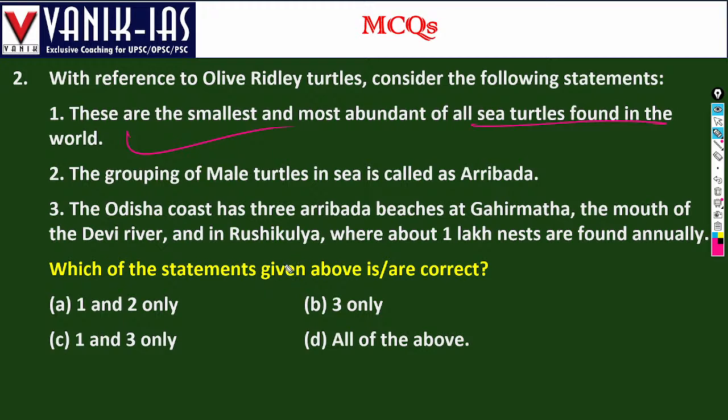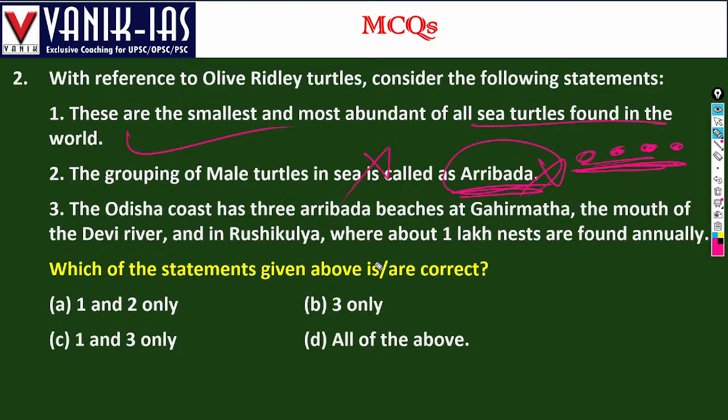The grouping of male turtles in the sea is called Arribada. No, this is not the grouping of male turtles. It is the nesting area called Arribada, where they nest their eggs. They lay their eggs on the beaches, and that is called Arribada. So the second statement is wrong.